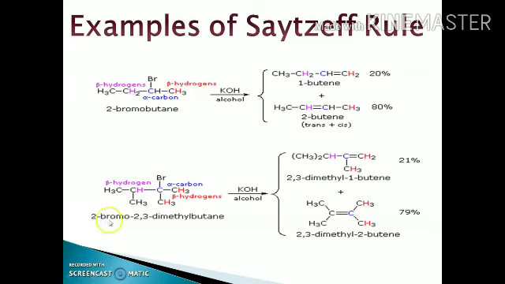Similarly, in case of 2-bromo-2,3-dimethylbutane, this is the alpha carbon atom, and this is a beta carbon atom, this is also a beta carbon atom, and this is also a beta carbon atom. But this beta carbon atom is more substituted. It means this leads to the formation of the major product, 2,3-dimethyl-2-butene, while 2,3-dimethyl-1-butene is formed as a minor product.